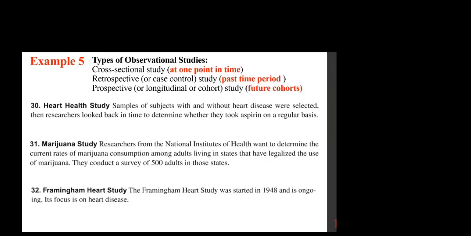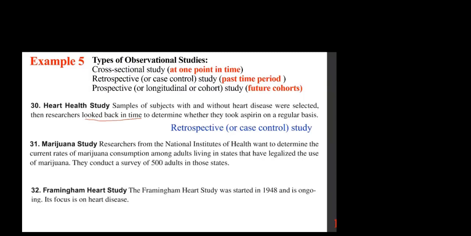Heart health study. Samples of subjects with and without heart disease were selected. Then researchers looked back in time to determine whether they took aspirin on a regular basis. What do we have? Retrospective. Okay, next.